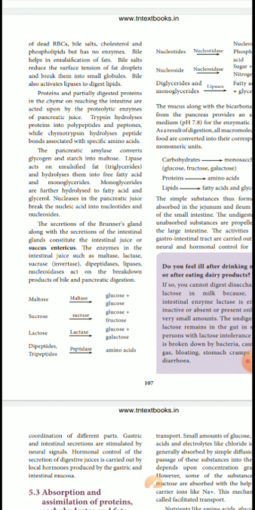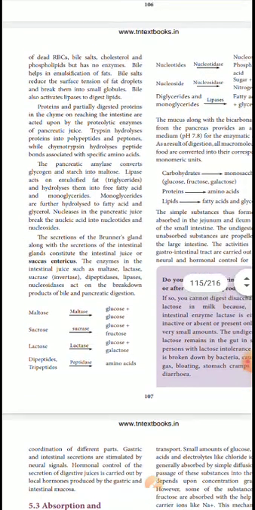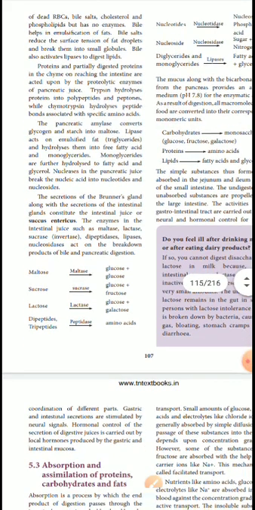Mono means single. So the tri will be converted, and lysis means they are broken by that, and it will be converted into the monoglyceride, single. So three is converted into single. Okay, monoglycerides are further hydrolyzed into fatty acid and glycerol. So nucleases in the pancreatic juice break the nucleic acid into nucleotides and nucleosides.